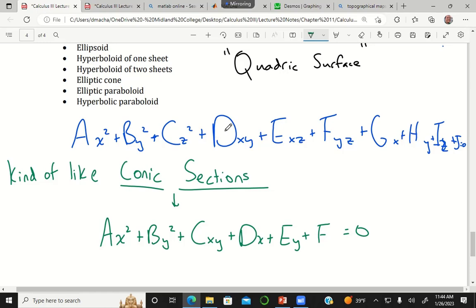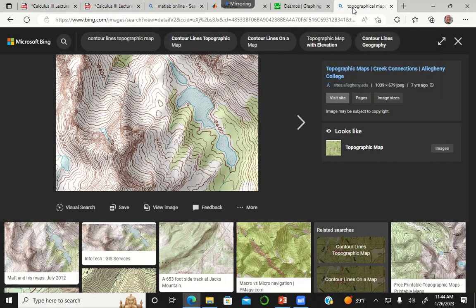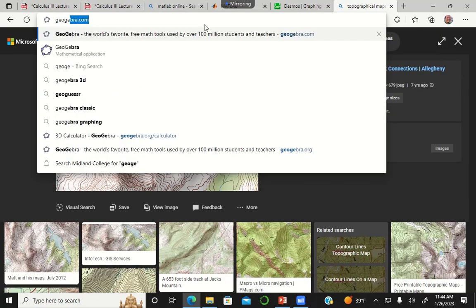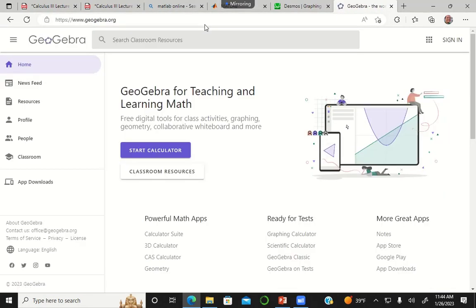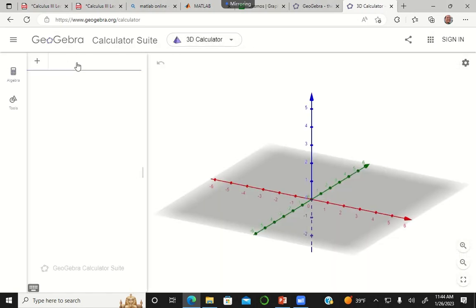Well, by manipulating this blue equation, we're going to get what we call quadric surfaces. And I'll try to make some of these for you, but these are the main types of quadric surface. You can either get an ellipsoid, a hyperboloid of one or two sheets, an elliptic cone, or an elliptic paraboloid, or a hyperbolic paraboloid. I'm going to try to make as many of these as possible. I'm going to use my less favorite graphing calculator because it's just a little bit faster than using MATLAB.